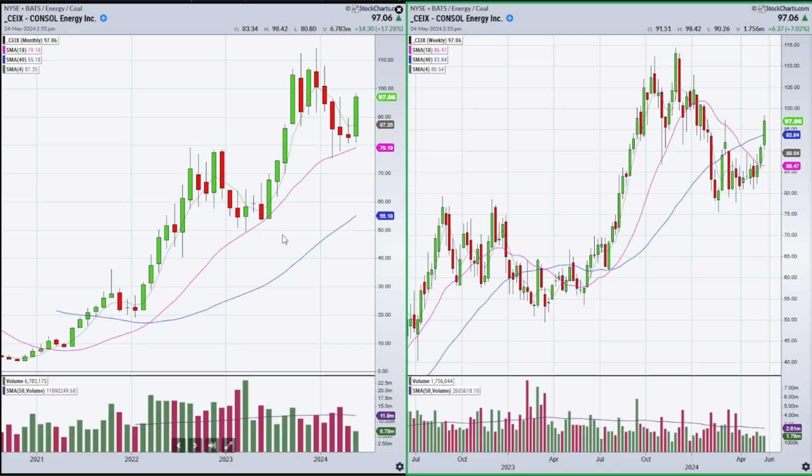So I've got the chart of CEIX up with a monthly chart on the left and a weekly chart on the right. And what we want to do here is always start with the higher time frame, because the goal of this play, this is the simplicity of this play, is we're trying to find a trend on the higher time frame. Okay, we're looking for a trend. I'm going to show you how you can define the trend.